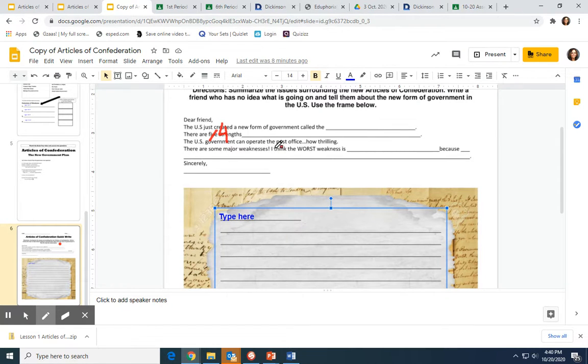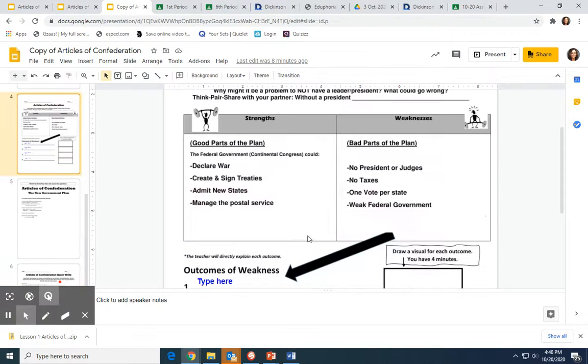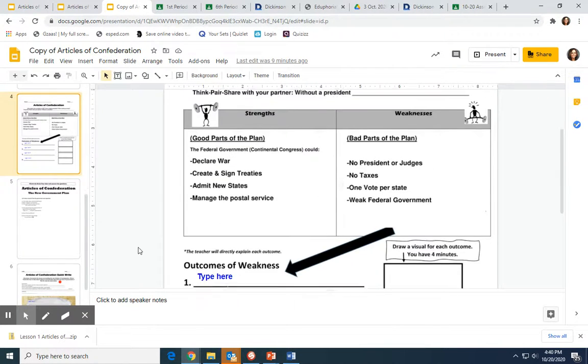The U.S. government can operate the post office. How thrilling. But it really was a big deal. It just might not seem like a big deal to you. There are some major weaknesses. I think the worst is, so I'm going to go back to my notes, look at what the weaknesses are, and make an opinion. Which one do I think is the worst? Pick one. The only way you can get it wrong is by not picking one.